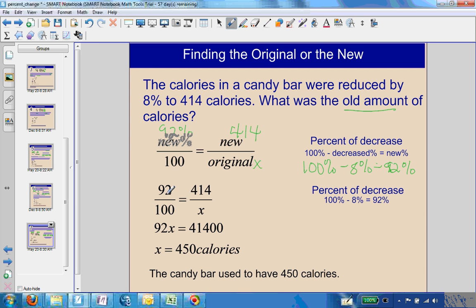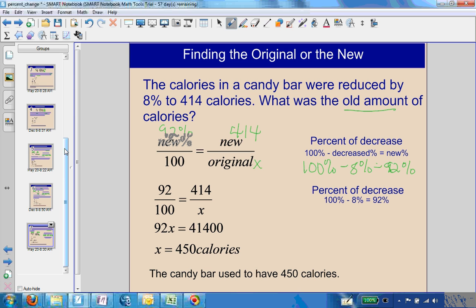So we're saying 92% of some amount gives us 414. So 92% of the original amount of calories gives us the new amount of calories of 414 calories. We're going to cross multiply and solve, and we get 450 calories. So the candy bar used to have 450 calories.